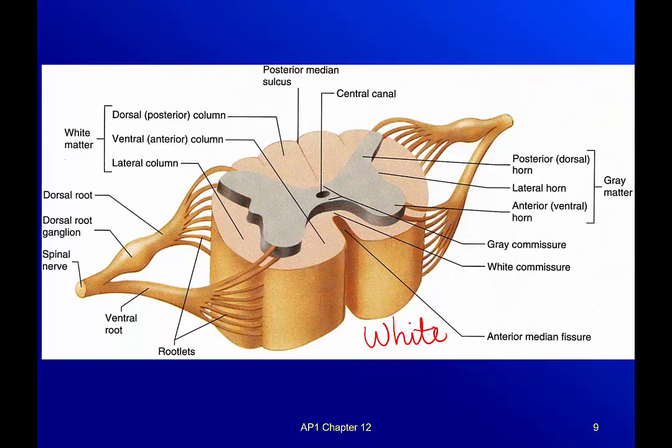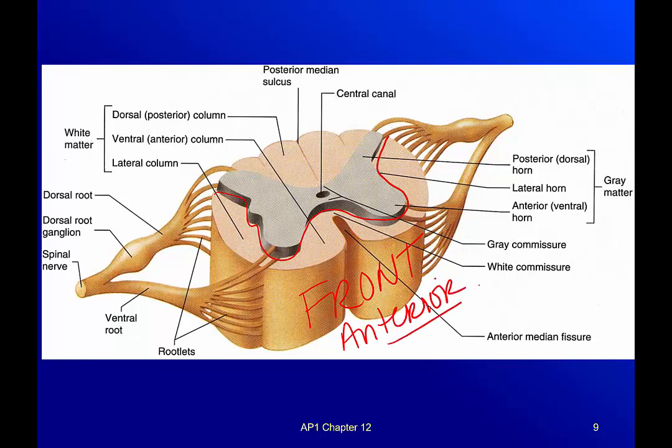Next thing I want you to know is the difference between the front and the back of the spinal cord. Notice that on this side of the spinal cord, where my butterfly is, the white matter is continuous. It goes all the way around. There's no cutoff. The butterfly doesn't cut any portion of this off. Everybody sees that? That means this is the front, or if we want to be anatomical, we say this is the anterior.